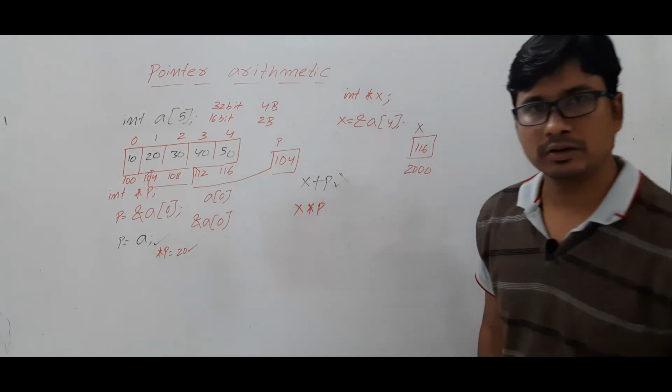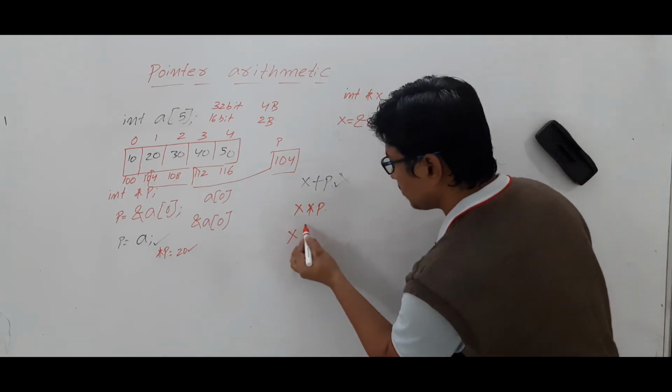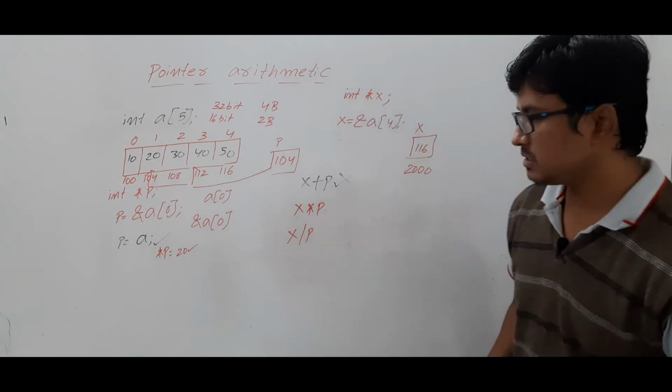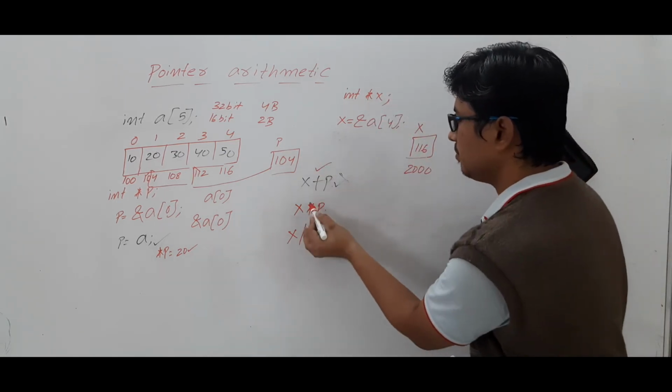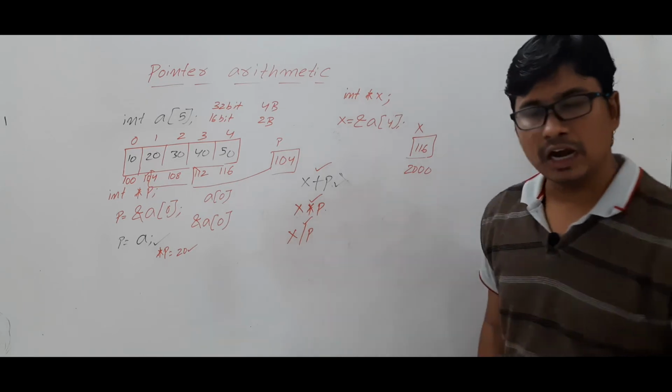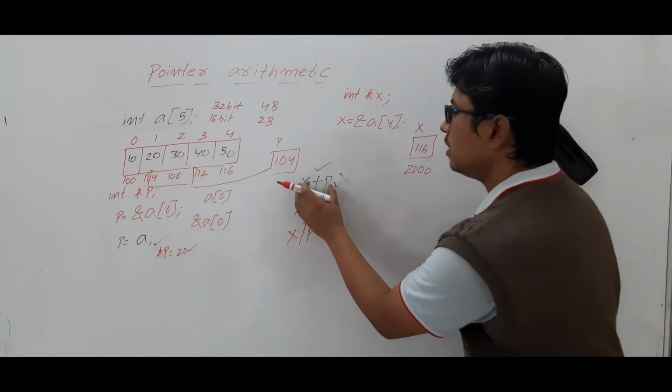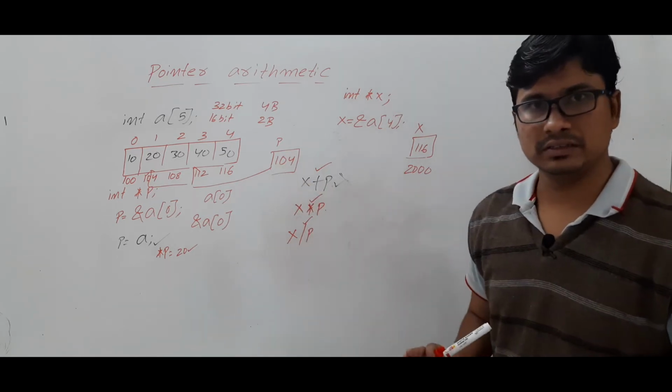This is also not allowed. You also cannot perform x by p, which means you cannot perform addition, multiplication, division and modulus on the addresses of the pointers. Is it clear?